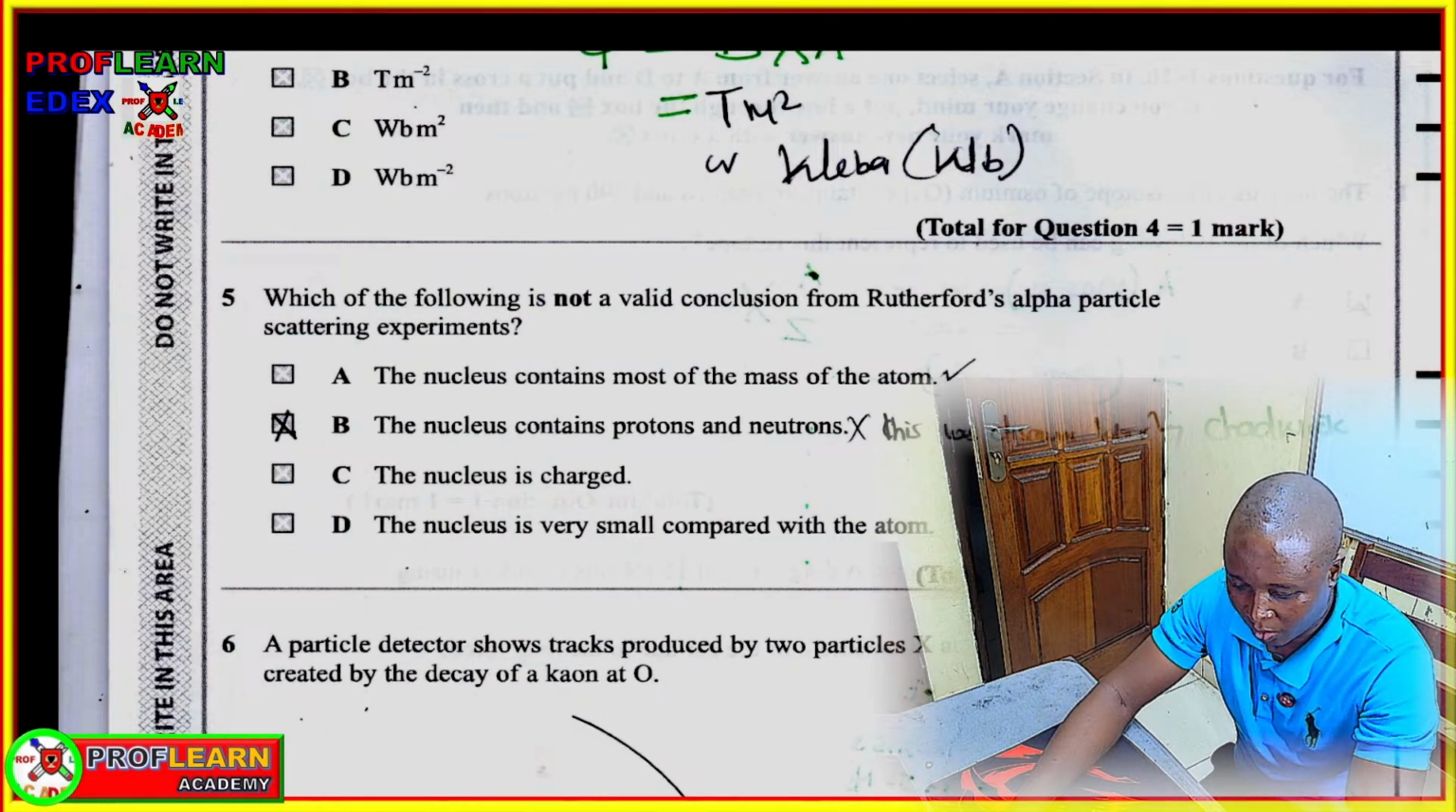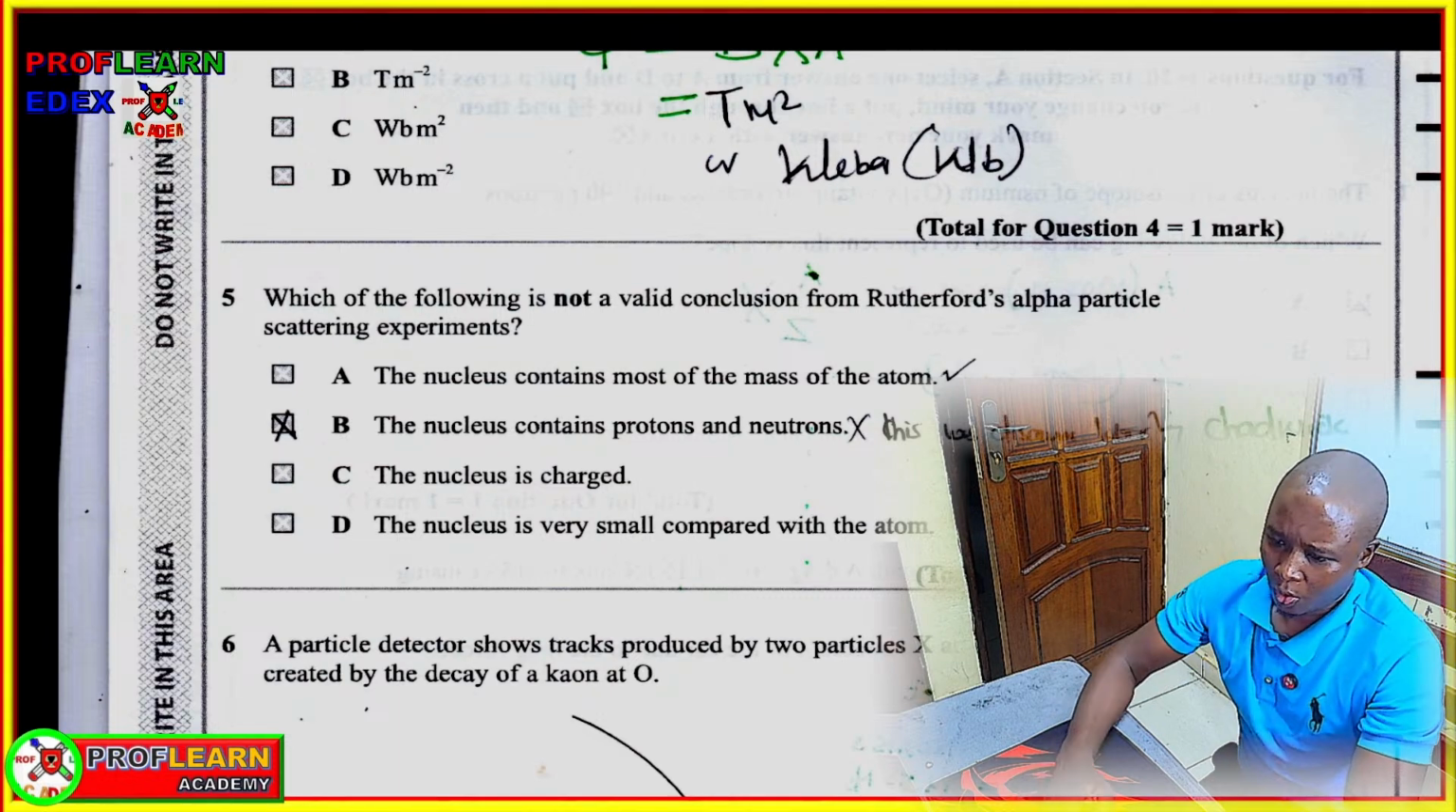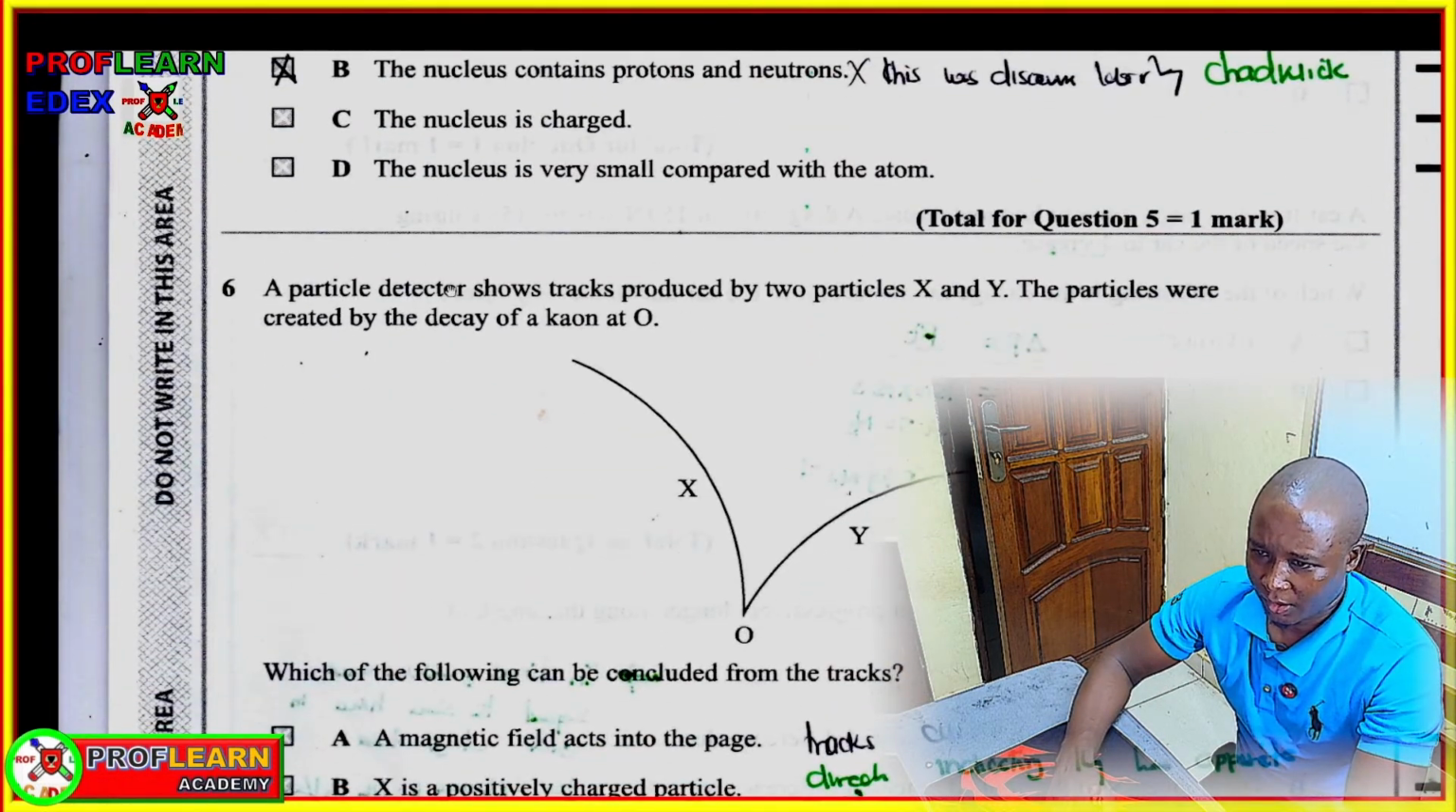Which of the following can be concluded from the tracks? So we also have tracks here. We have a particle detector that shows tracks produced by two particles X and Y.